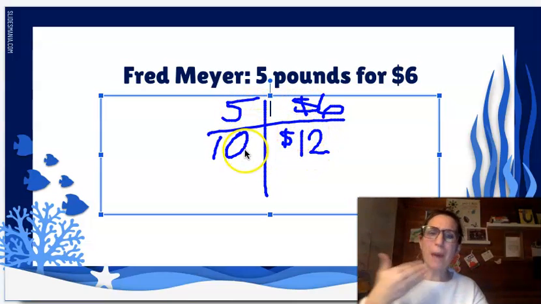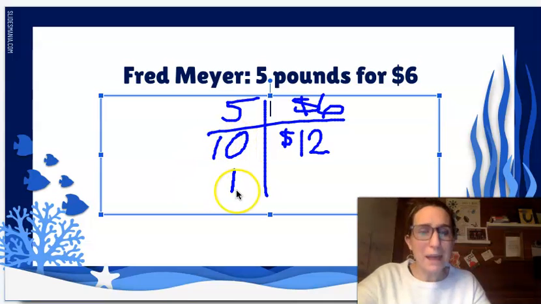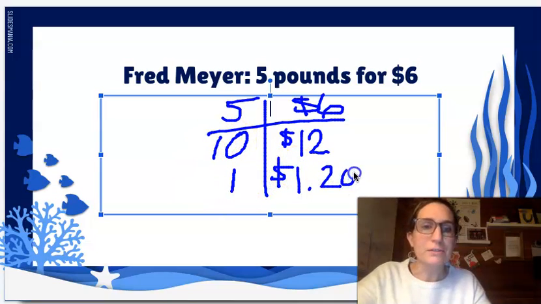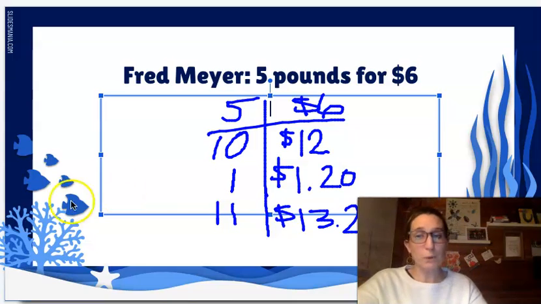But now I want to go back to the unit fraction. I want to know what 1 pound is. And if I want to go to 1 pound, I divide by 10 and I get $1.20 a pound. Well, that's interesting. Now I can put the 10 and 1 together, and I know that 11 pounds is equal to $13.20. Okay, so there's one price, but we need to look at what Safeway costs, don't we?